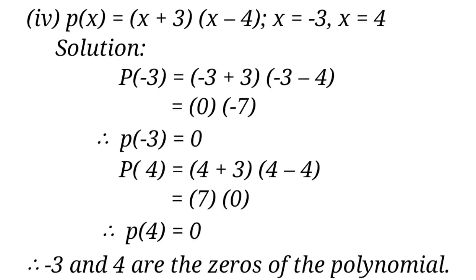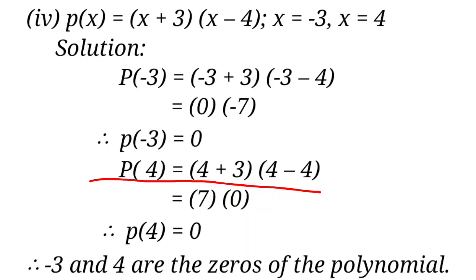Fourth subdivision, p of x is equal to x plus 3 into x minus 4, x is equal to minus 3, x is equal to 4. Solution: put x is equal to minus 3. Then p of minus 3 is equal to minus 3 plus 3 into minus 3 minus 4. Then minus 3 plus 3 cancel. Then 0 into minus 7. We get p of minus 3 is equal to 0.